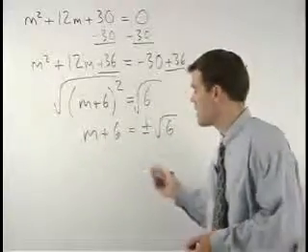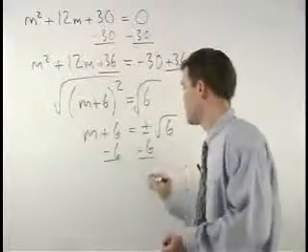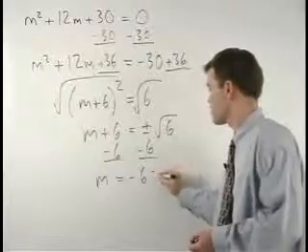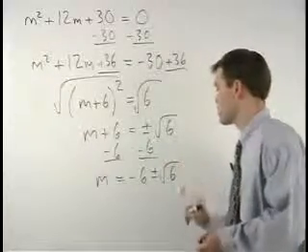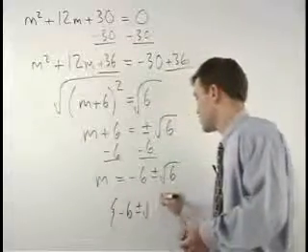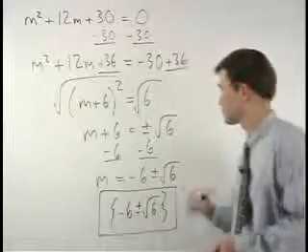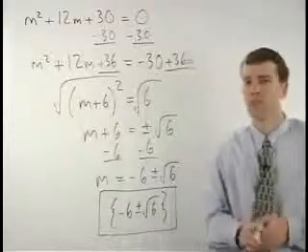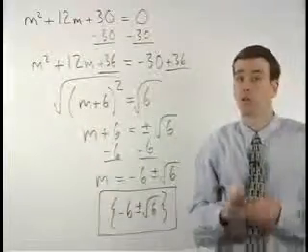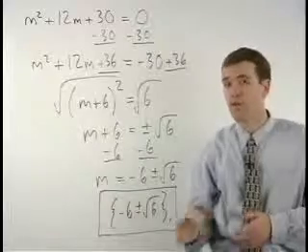To get m by itself, we subtract 6 from both sides, and we have m equals negative 6 plus or minus root 6. And let's write our answer in set notation. This method for solving a quadratic equation is called completing the square, and we'll be using it throughout the rest of this unit.